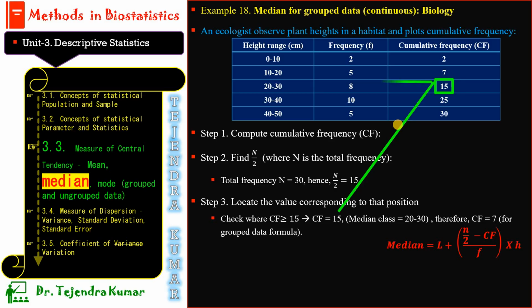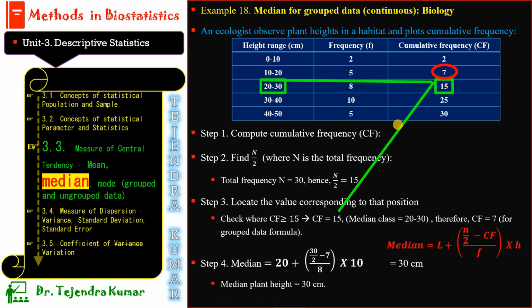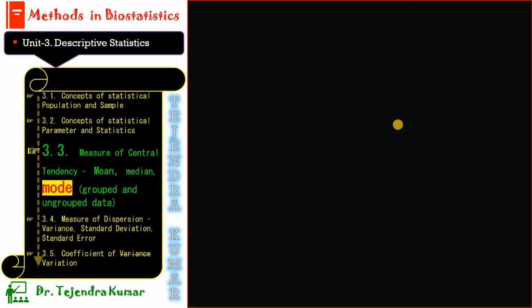So in that case, the median class is 10 to 30, and CF will again be calculated one value earlier than the median class cumulative frequency, because this is grouped data. So the median is equal to 20 plus 30 by 2 minus 7 divided by 8 multiplied by 10, which is equal to 30 centimeter. So the median plant height is 30 centimeter.